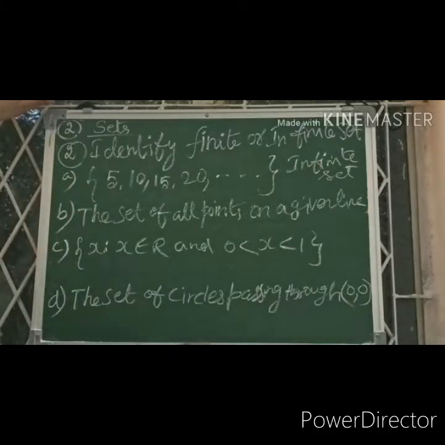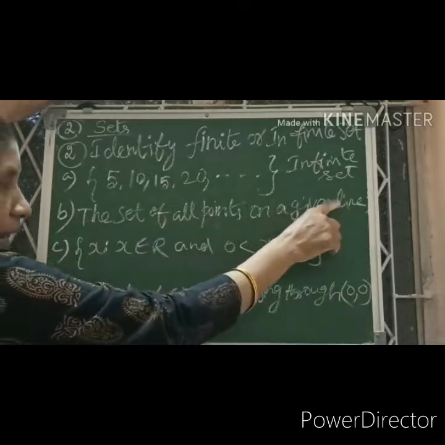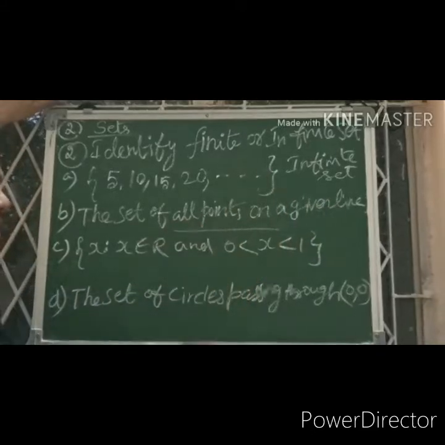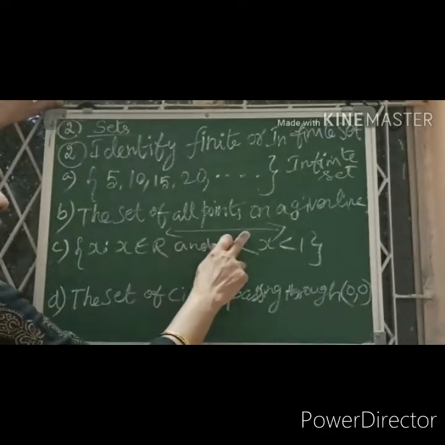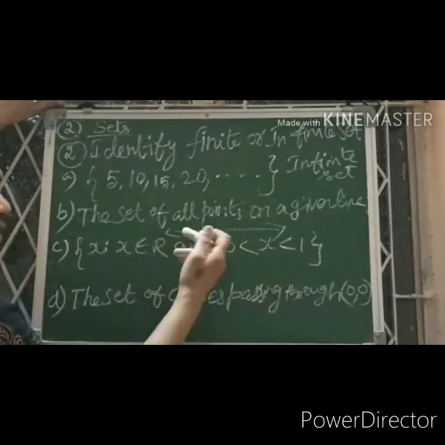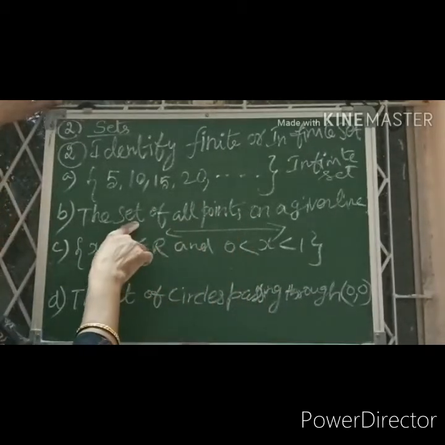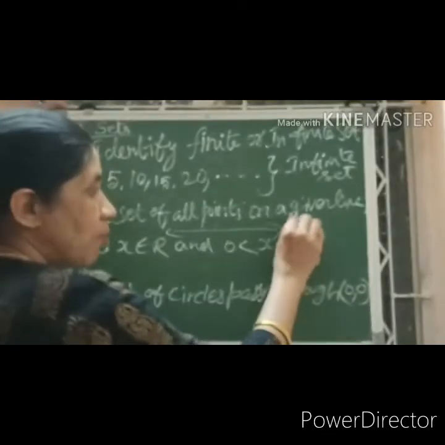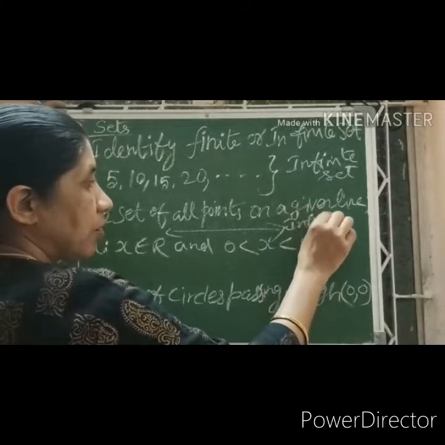See the second question. The set of all points on a given line. One line is there. How many points are there in a line? This we have done in 5th onwards. Innumerable points. You cannot count them. There are so many points. So this is a good example for an infinite set.